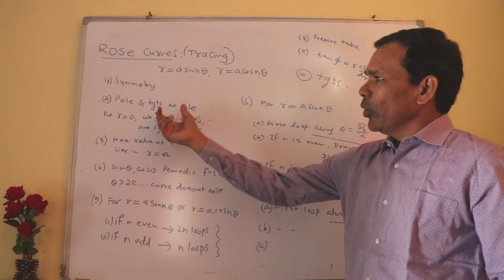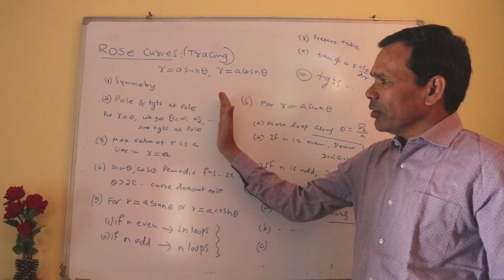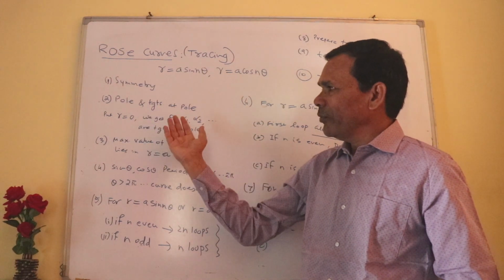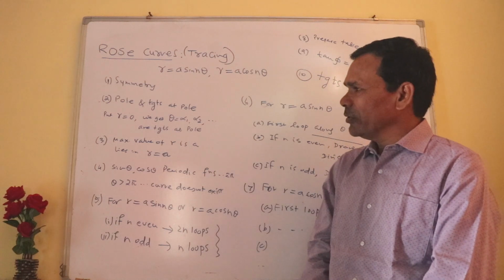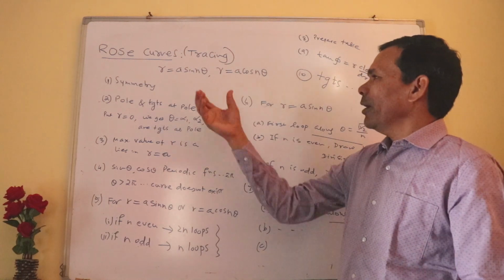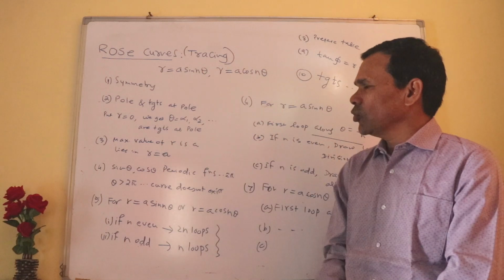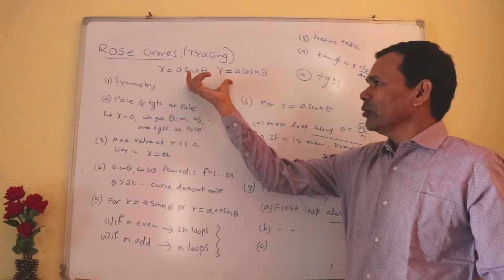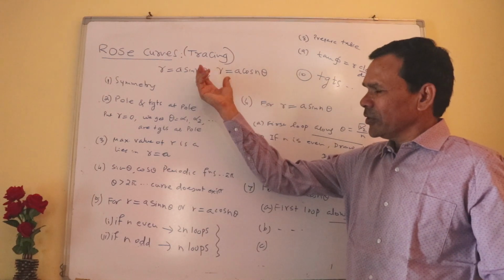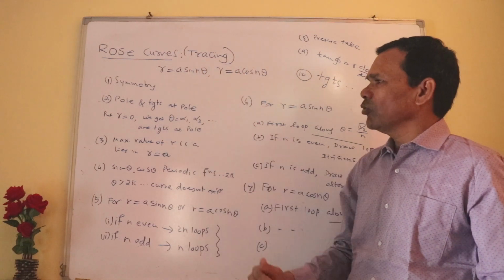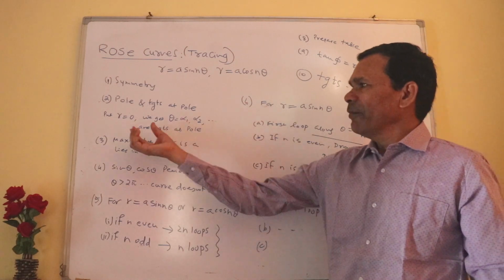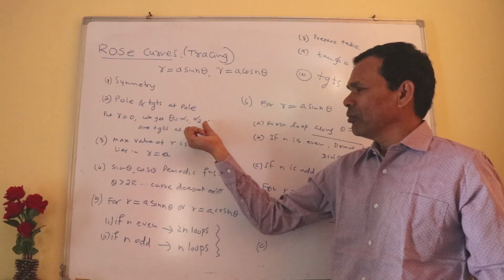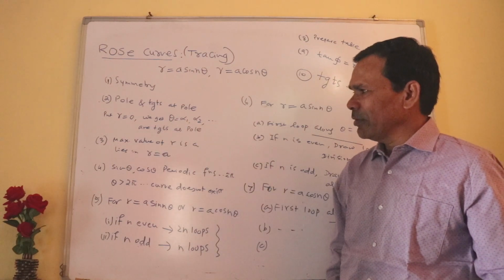Now the second point, pole and tangents at the pole. We have to check whether the curve passes through the pole. If we are able to find the value of theta for which r becomes 0, then we say that the curve passes through the pole. Normally both curves pass through the pole, so there is no need of this particular point, it is always passing through the pole. To find tangents at the pole, we put r is equal to 0 in the equation of the curve. So we get tangents like theta is equal to alpha 1, alpha 2 as tangents at the pole.